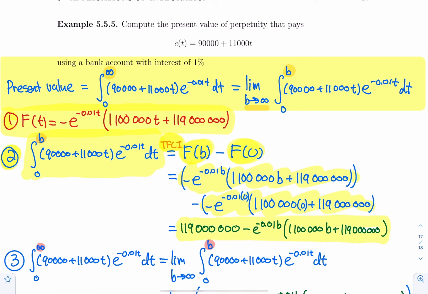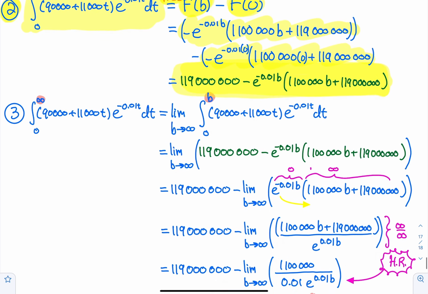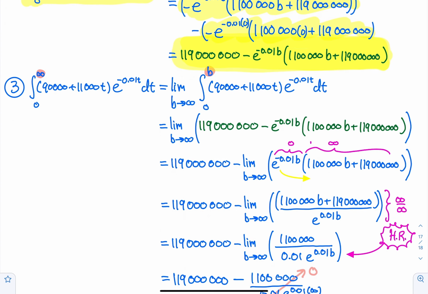If you evaluate at b minus at 0, you can simplify and get 119 million minus e to the minus 0.01 b times, open bracket, 1,100,000 b plus 119 million. Now that I have my definite integral computed from 0 to b, we want to study what happens when b gets larger and larger. So we want to compute our limit as b goes to infinity. Our improper integral from 0 to infinity will be the limit as b goes to infinity of the definite integral from 0 to b. So this will be the same as computing the limit as b goes to infinity of the formula that we freshly obtained earlier.